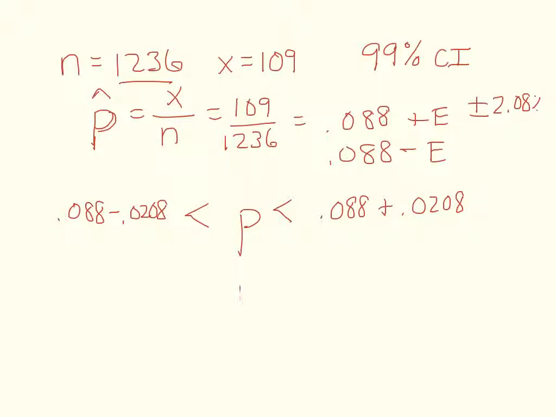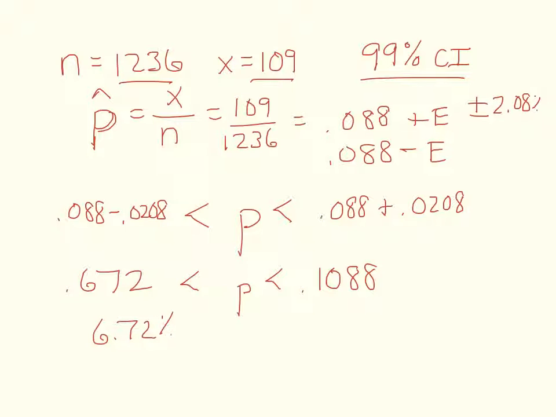And if we do those calculations, and I'm going to take some liberties with this because I haven't got the website up, the true population proportion, given this sample size of 1236 and our random variable of 109, using a 99% confidence interval, we can say we are 99% confident that the true population proportion will lie between 0.0672 and 0.1088, or in percentages, 6.72% and 10.88%.